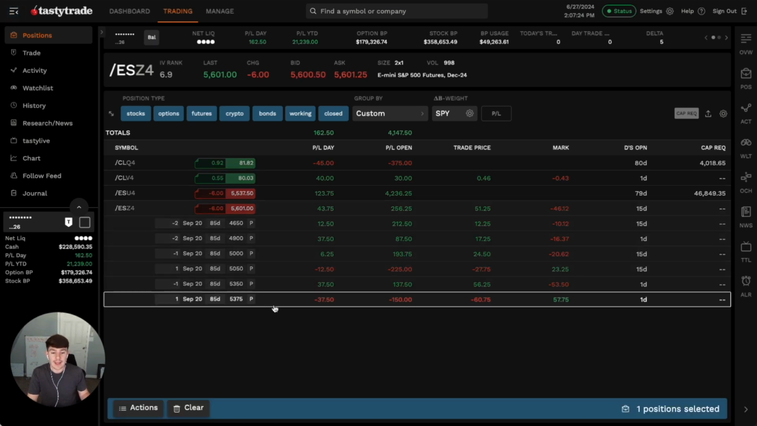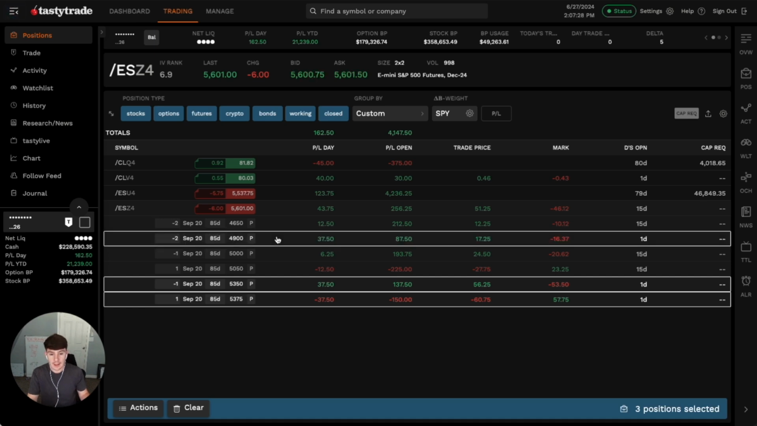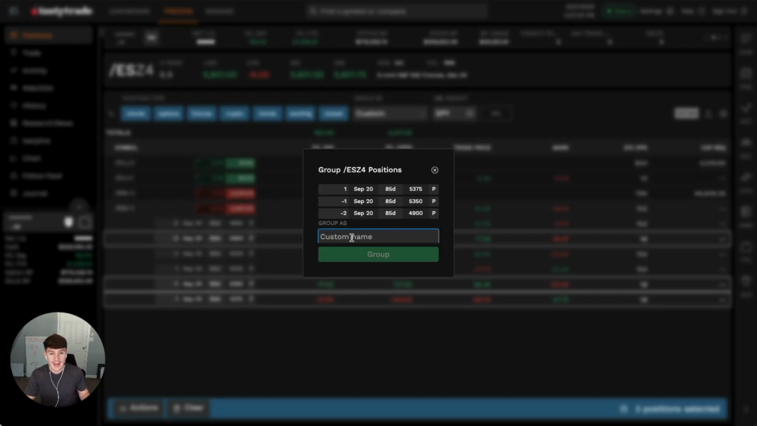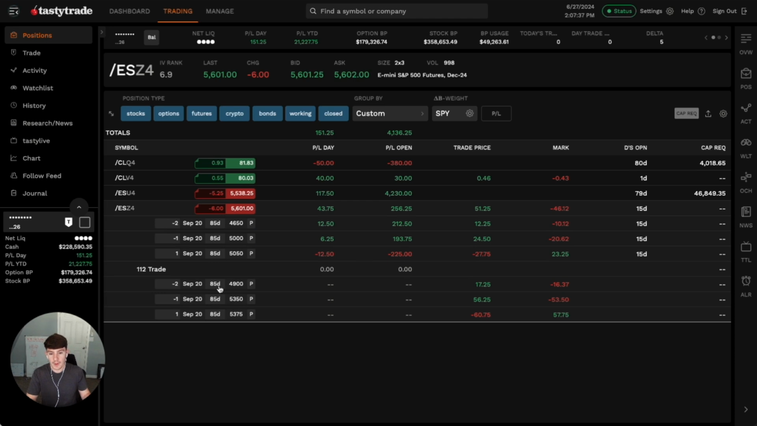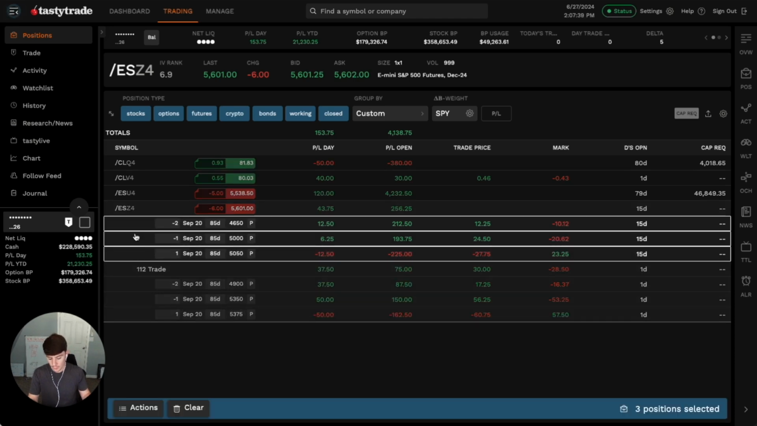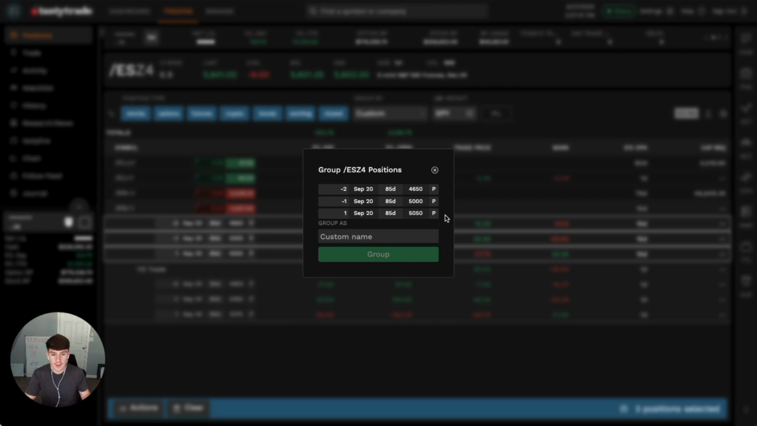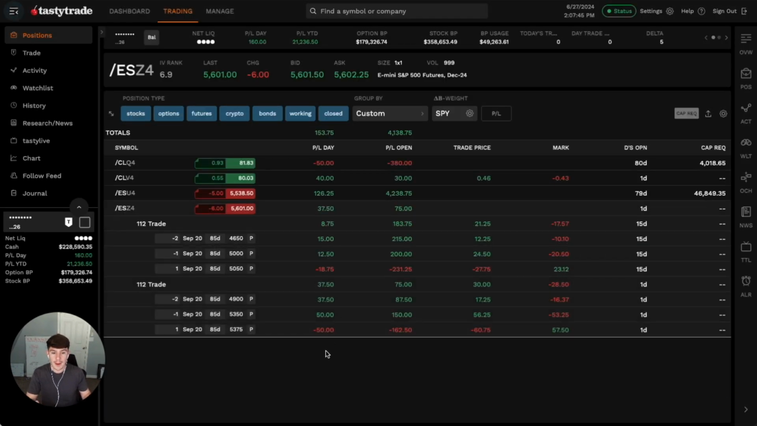In Tastytrade, I can simply click on the ones that I want to group together, and then I right-click and click on Group Positions. From there, I can name it whatever I want. I'm just going to say 112 trade. I'm going to group this trade. Now I can do this with the other one that's left as well, and group this position and say 112 trade as well. So that's how you group a position.